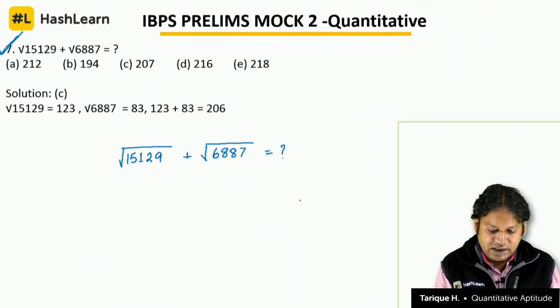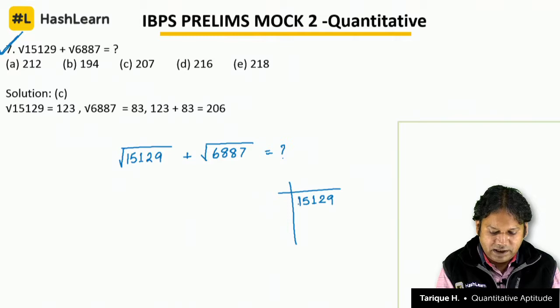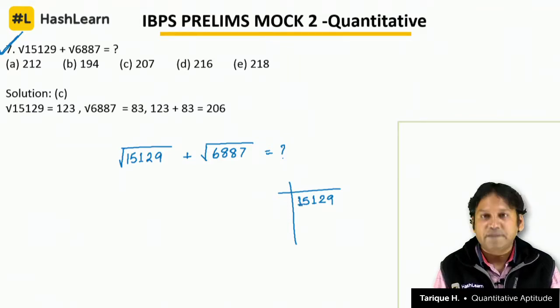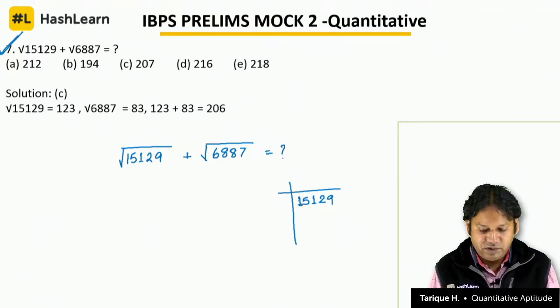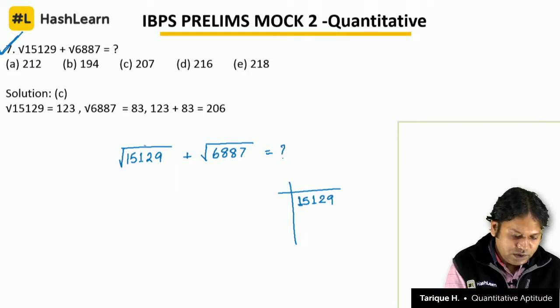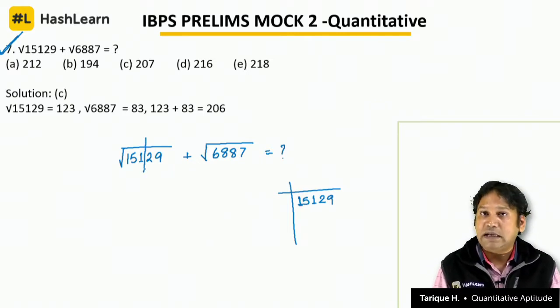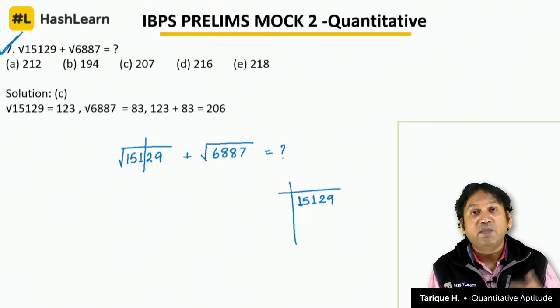If you start finding the square root of 15129 in the usual way, that's going to take up a lot of time. This alone might take up around 10 to 15 seconds, right? So this is not going to be the best approach for you. What you should do is use a shortcut technique that I have discussed with you in the square root and cube root class. So you can go back and look at the videos on how to find square roots faster and cube roots faster.